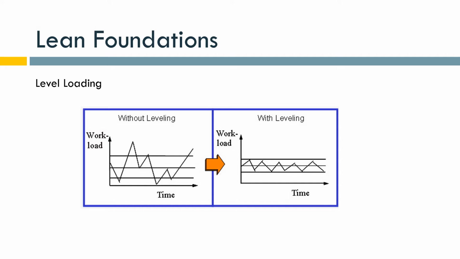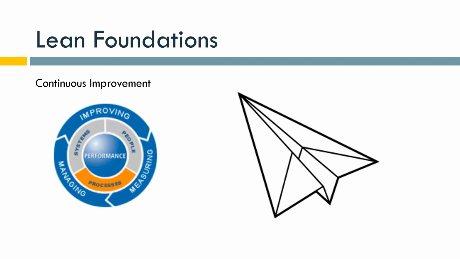If you can see both diagrams, you will see one is very scattered. The workload is not managed with time, whereas the other one with leveling, you'll see workload is managed with time. So it's always good to have workload that is managed with time. So the next foundation of lean is continuous improvement.